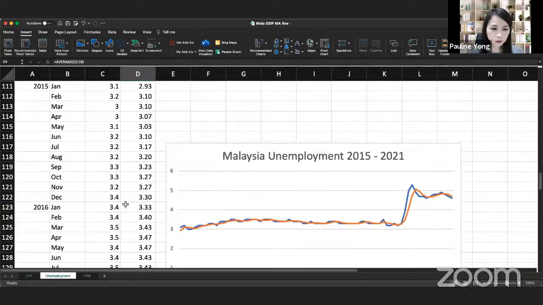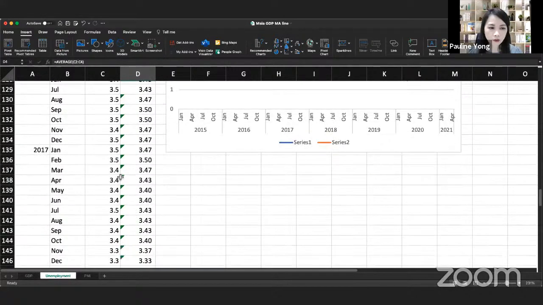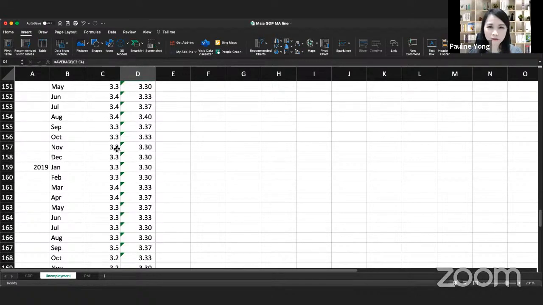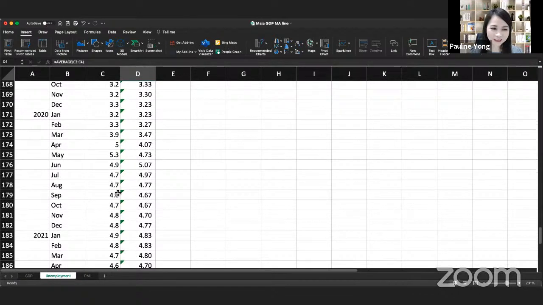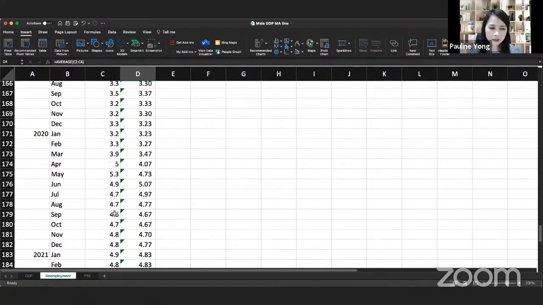So the next one I want to show is the unemployment rate. As I told you, the unemployment rate for the past 20 years has been very boring. 3.4, 3.5, 3.4, 3.5. When I key in, I also find it very boring, because these numbers are repeating over and over again. Until I saw this number 5.3, 4.9, 4.7. So these are very, very unusual numbers in our history, which means we have a high unemployment rate.